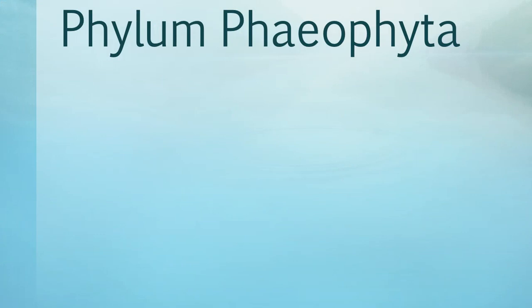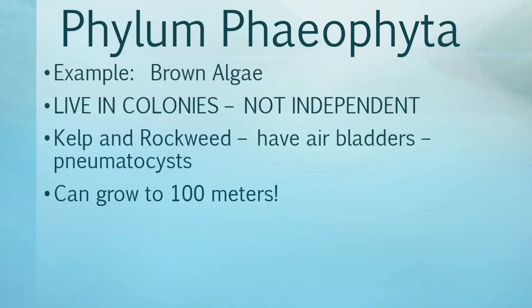Phaeophyta. All right, so Phaeophyta is in the last column in your chart there. The example is brown algae, and these live in colonies. They get quite large. You can see them with the naked eye. Kelp is the big example here. So you can put in there, at that top box, the example would be brown algae, in parentheses put kelp.